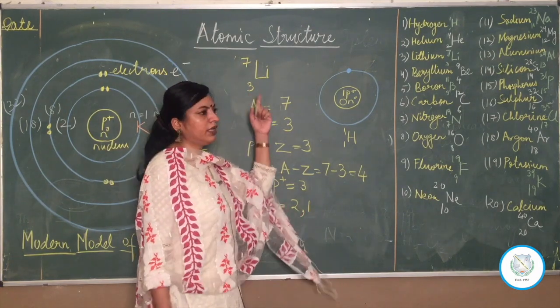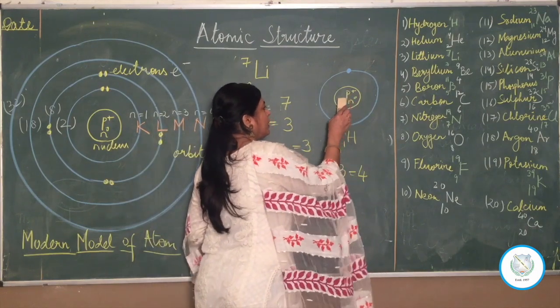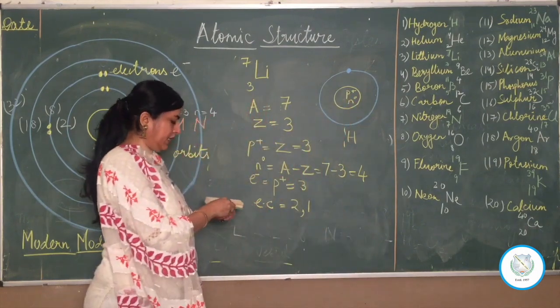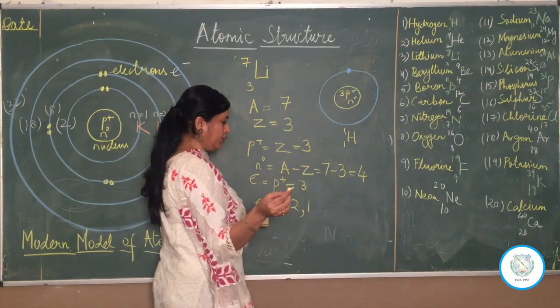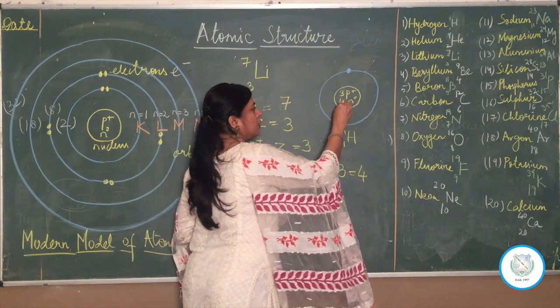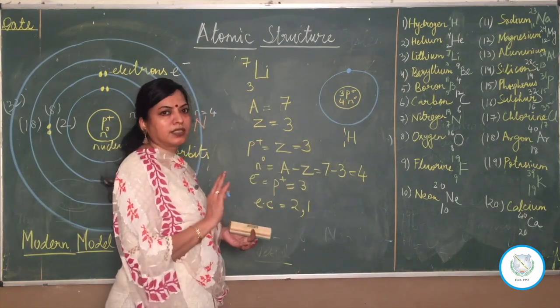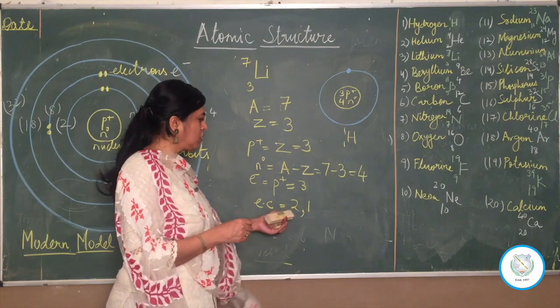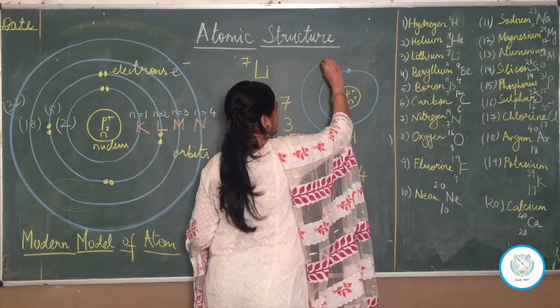We are doing what? Lithium. Now how are we going to draw for lithium? How many protons does it have? You have calculated it just now. See, this is what? 3p plus. And how many neutrons are there? 4 and 0. 3 protons, 4 neutrons. This is the nucleus. Now how many shells are there? 2. So make one more shell here.